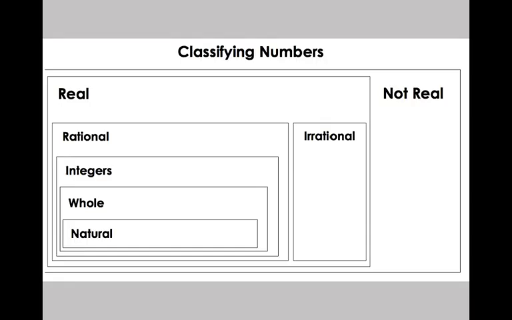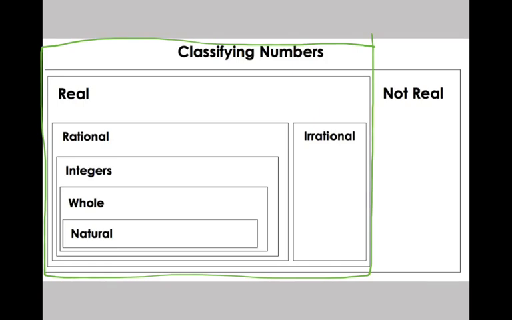Okay, so this should look pretty familiar. This section right here is something that you've seen before: real numbers, rational, irrational, integers, whole numbers, natural. The new section is this "not real" on the side. So when we classify numbers, we look in between real and not real.